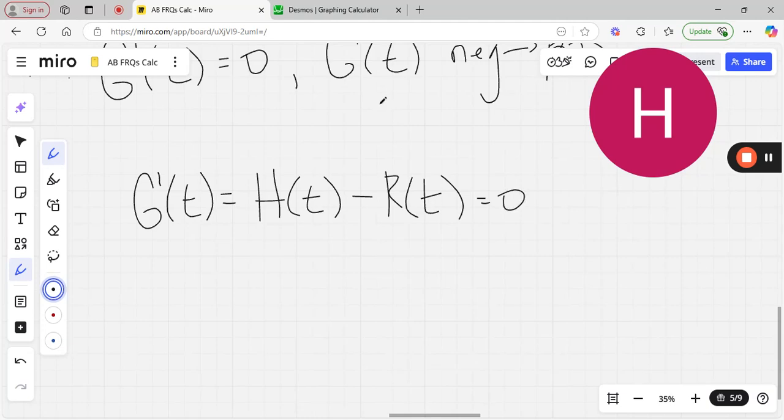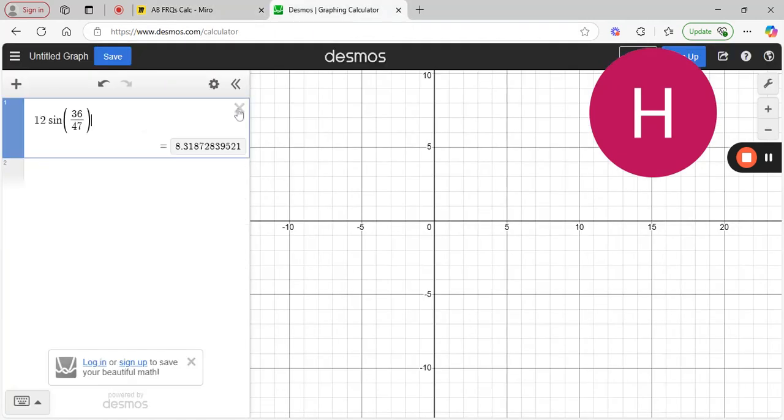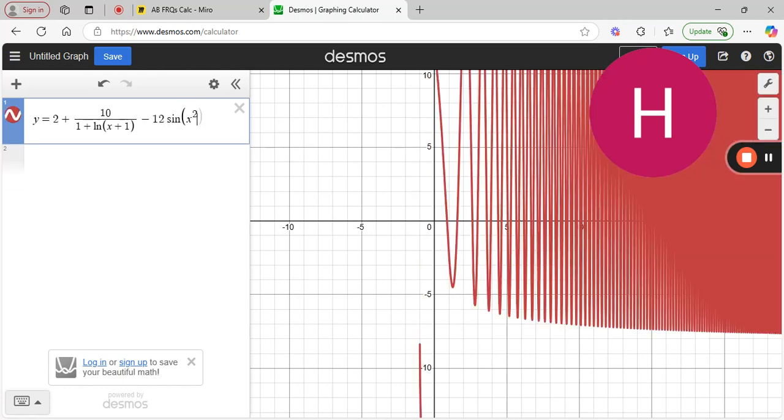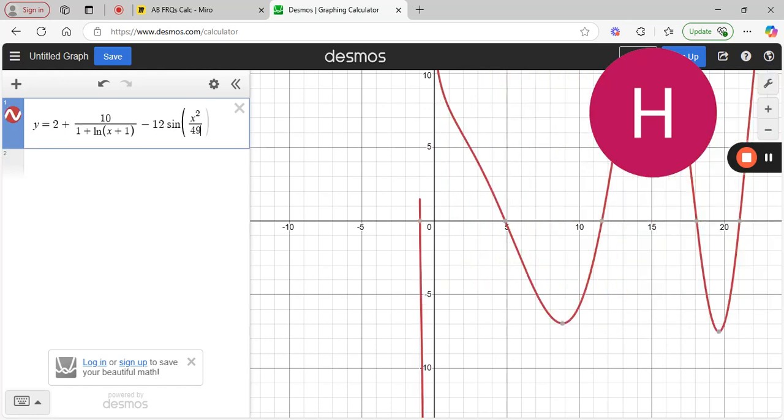Well, that's really easy to do. We can put that on a graph, and we're only looking from 0 to 12. So let's graph this. Let's say y equals 2 plus 10 over 1 plus ln of x plus 1 minus 12 sine of x squared over 49. That's going to stretch it out a little bit. See what that does?